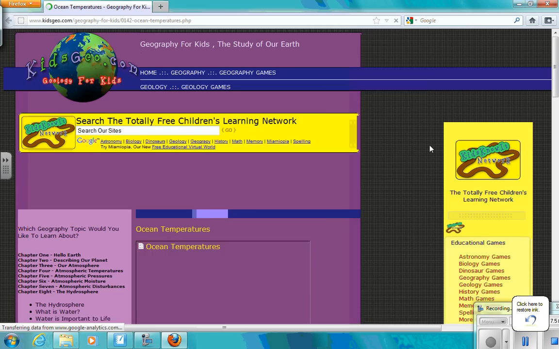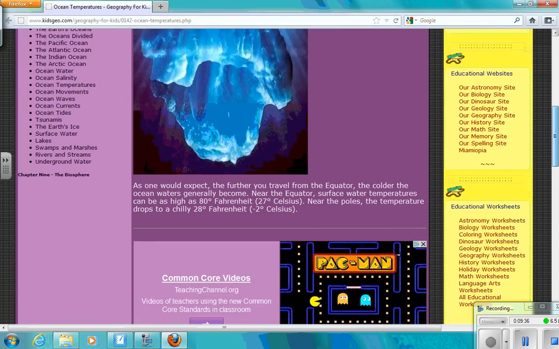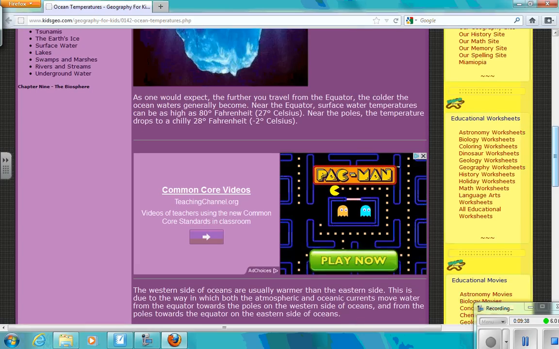Talk about ocean's temperatures. There's an iceberg. The waters toward the equator are quite warm. In fact, surface water temperatures can be as high as 80 degrees Fahrenheit. But as you travel towards the poles, that water starts to decrease in temperature. And when you reach the poles, it could be as cold as 28 degrees Fahrenheit.